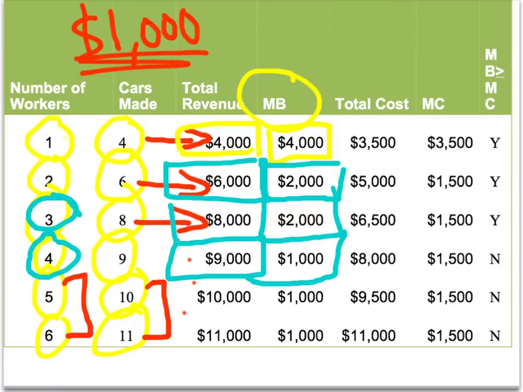Now let's go to the cost part. The cost part's a little bit trickier than the revenue part, but not much. What you have to think about here is that there are marginal costs and there are sunk costs. The marginal cost is going to be the cost of hiring the additional worker. But the sunk cost is going to be the lease on the factory.